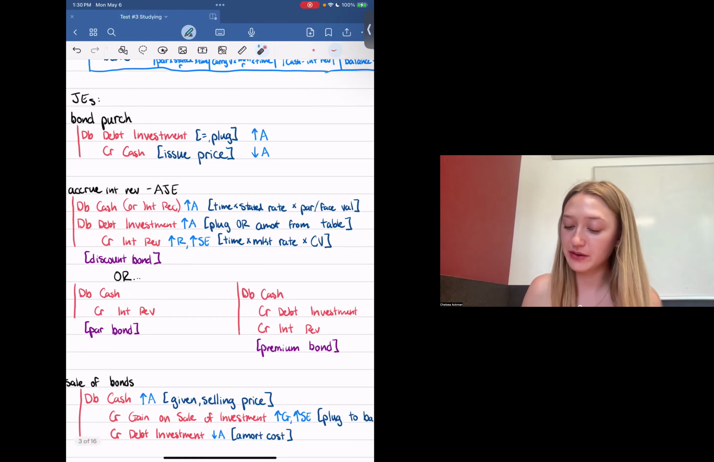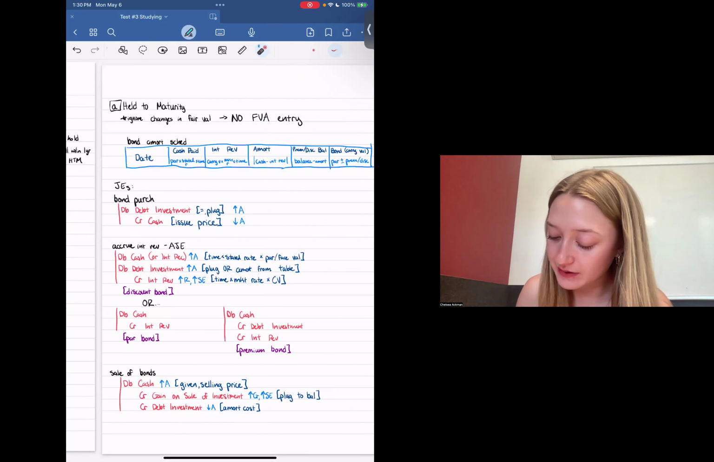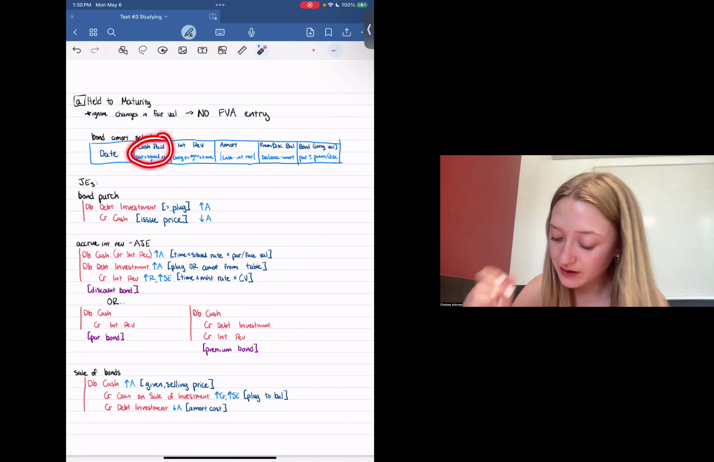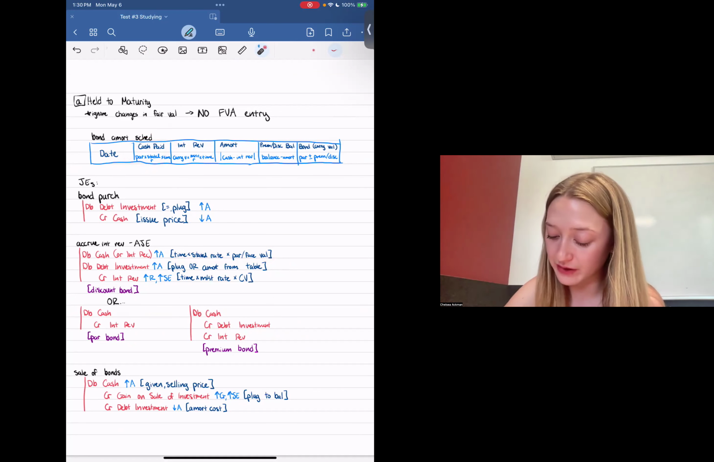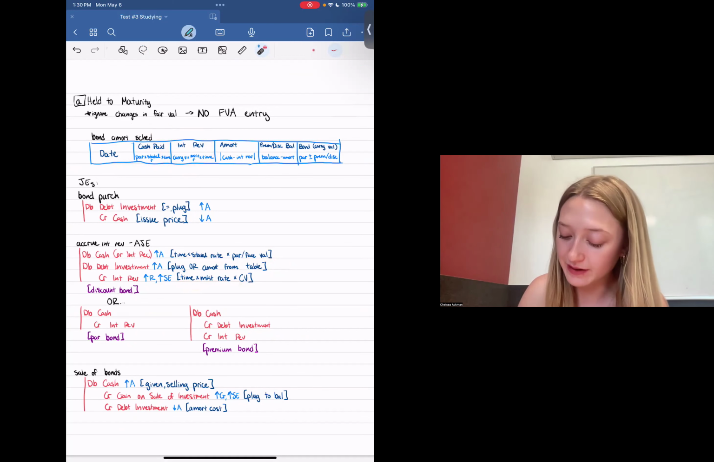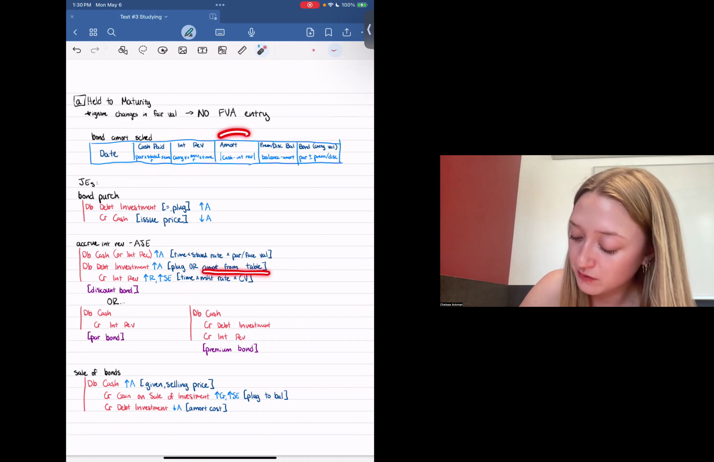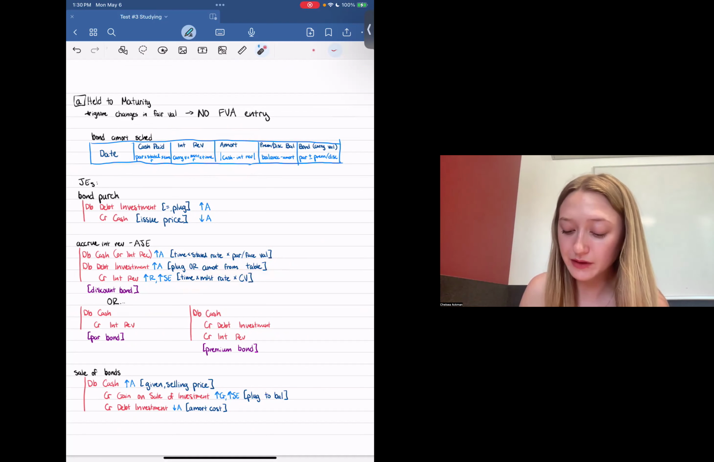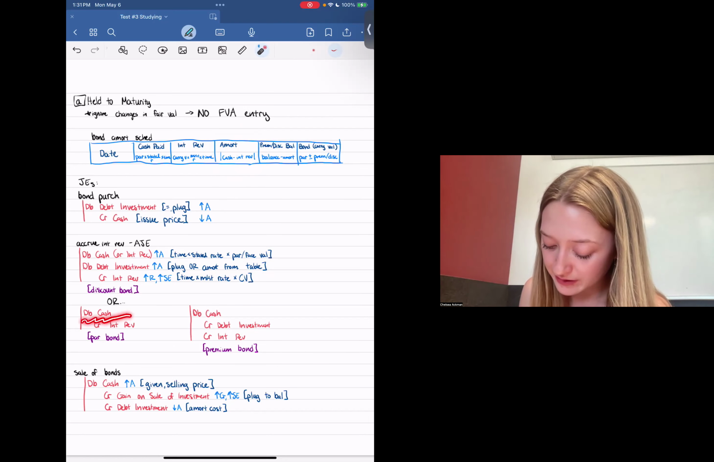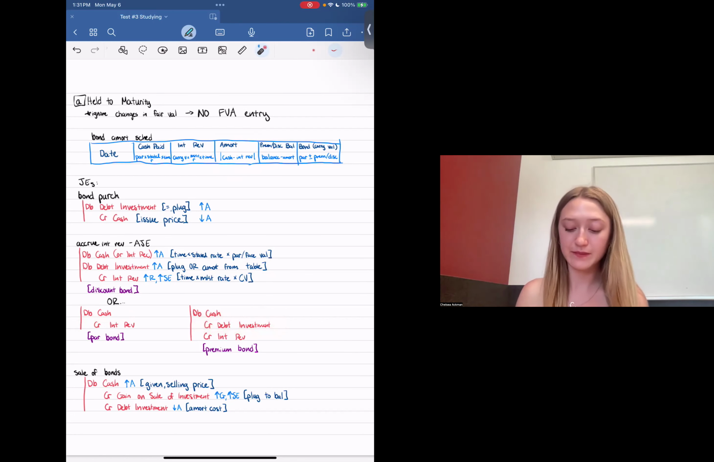and credit interest revenue. The debit to cash is again the time times the stated rate times the par or face value. Again, that's the same amount up here. And then interest revenue is time times the market rate times the carry value. Same thing as in the table. And then debt investment, you either plug to balance the entry or it's the amortization from the table. That's for a discount bond. If you had a par bond, you would have no debit to debt investment, and for a premium bond, you would actually credit the debt investment.